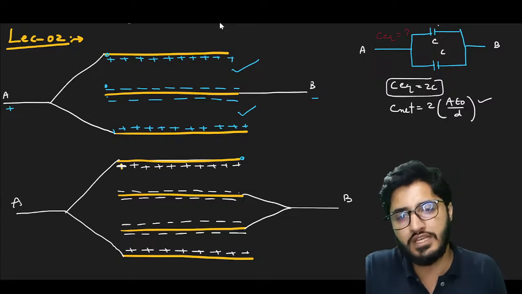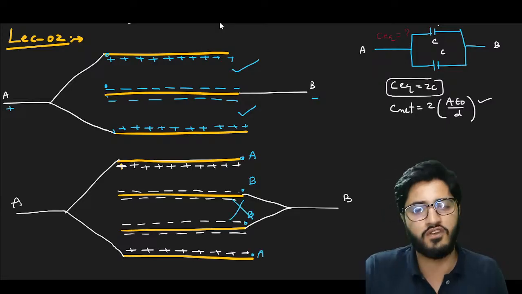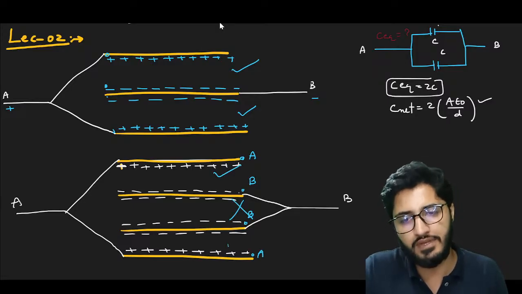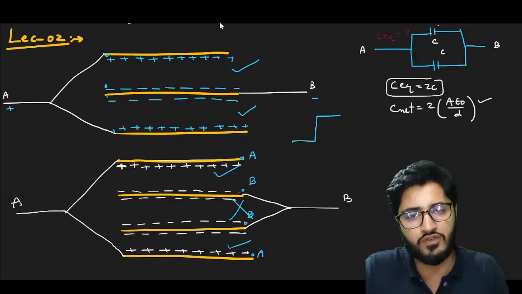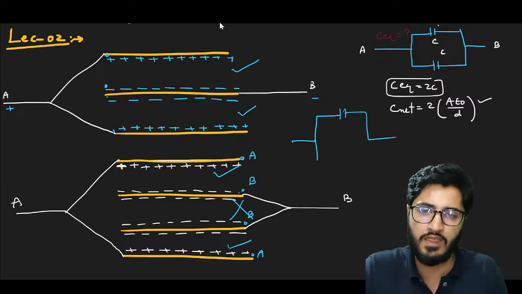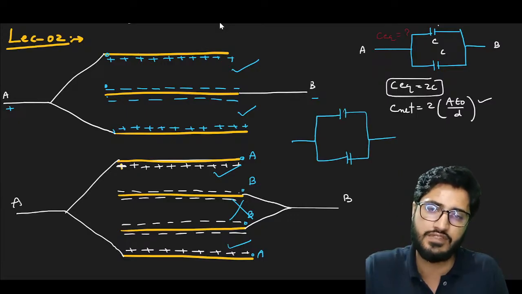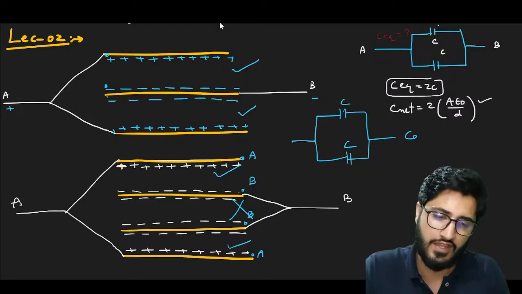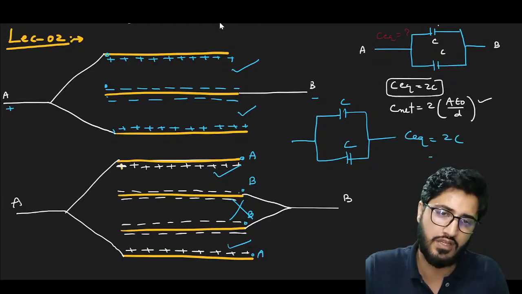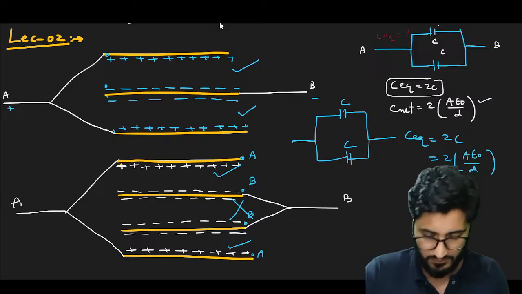Potential of this one is A. This one is B, this one is B. This one is A. Look, BB, no effect. So this one is AB and AB. Both are in what? Parallel. So you write first parallel, second parallel. C, C. What is C equivalent now? 2C, 2A epsilon naught by D.